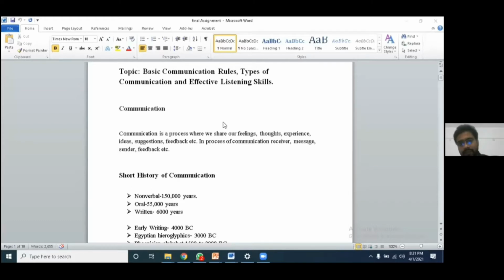What do we actually do when we communicate? First of all, we talk, then we put some message, then someone in the other part catches our message, and the last one, he gives some feedback to us. That is actually the process of communication.